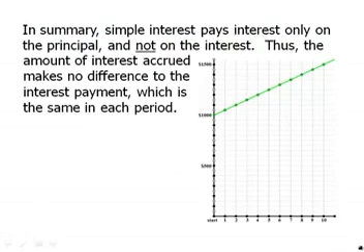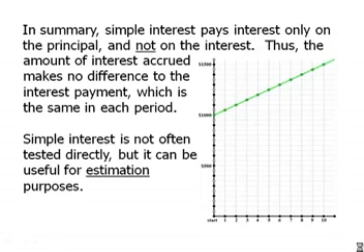Simple interest pays interest only on the principal and not on the interest. Thus, the amount of interest accrued makes no difference to the interest payment, which is the same in each period. And indeed, as this graph shows, if we were to graph the amount in the account versus time, it would rise as a straight line. All that's happening each year is another $50 is being added, so that's why it rises at a constant slope. Simple interest is not often tested directly, but, and this is very important, it can be used for estimation purposes. And we'll talk about this more later in this video.